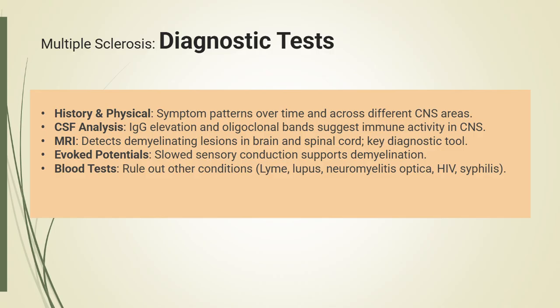Another helpful tool is evoked potential testing, which measures how quickly the brain responds to sensory stimuli such as light, sound, or touch. Delayed responses suggest slowed nerve conduction, which supports the presence of demyelination. Finally, blood tests are used not to diagnose multiple sclerosis, but to rule out other diseases that have similar symptoms. These include Lyme disease, lupus, neuromyelitis optica, formerly Devic's disease, human immunodeficiency virus or HIV, syphilis, and certain vitamin deficiencies.